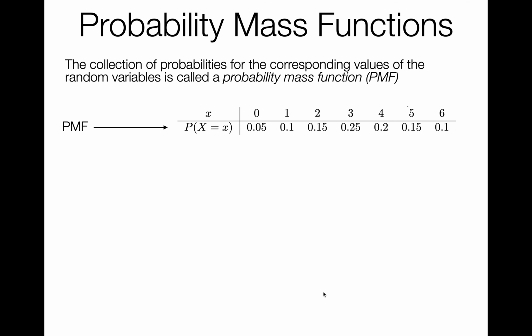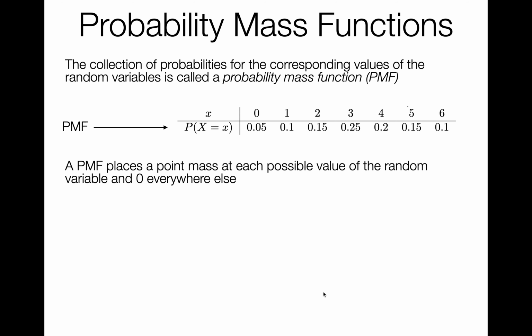But anyway, the PMF really is the second part, the first and second rows of this table. You can think about it like that. A PMF, as I said before, places a point mass at each possible value of the random variable and 0 everywhere else. This is important, but it's also kind of intuitive in context when we're actually doing something.